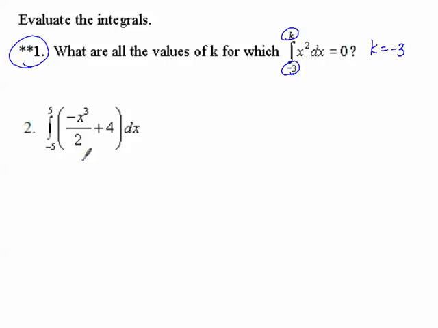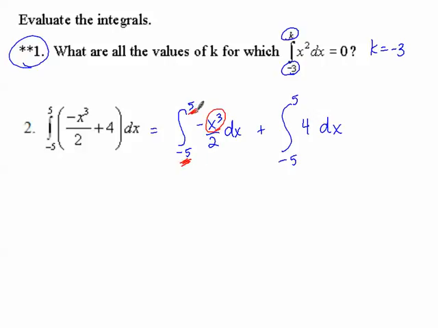Second example is a good example of how useful the properties can be. So splitting this up into the definite integral from negative 5 to 5 of negative x cubed over 2 dx plus the integral from negative 5 to 5 of 4 dx. Because this is an odd function, see the x cubed right there, and my limits are equidistant from the origin, this definite integral is just 0, and I don't have to do anything for that. So that's really just gone.